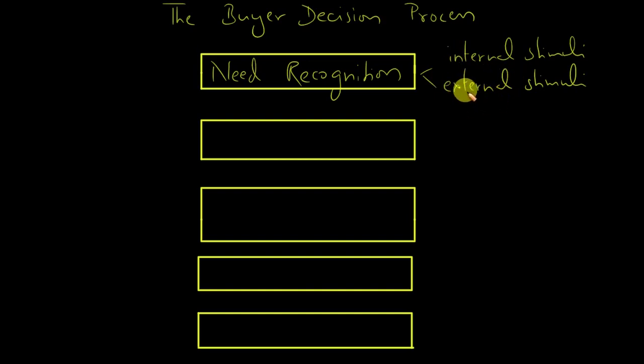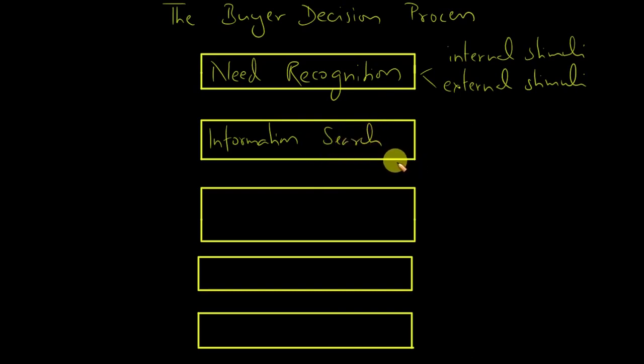After this need recognition, the consumer proceeds to the next step of information search, where the consumer tries to search information about the product or service which he or she desires to purchase. So, the consumer stores this need in his or her memory and conducts information search.